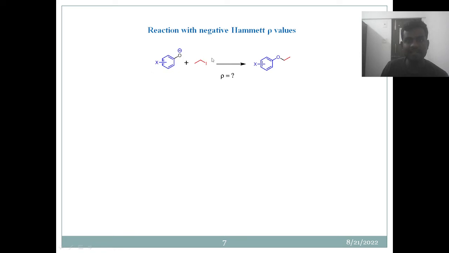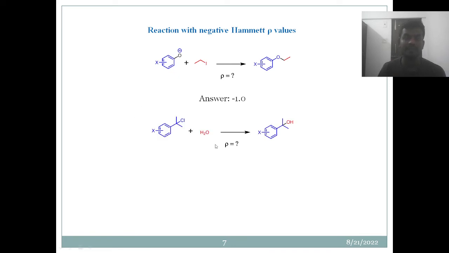In the transition state, the electron density at the substrate will be dispersed and it will replace this iodine and thus will form the corresponding ether. So what do we expect? We expect a negative value of rho, and the answer is -1. So this has a negative rho value.